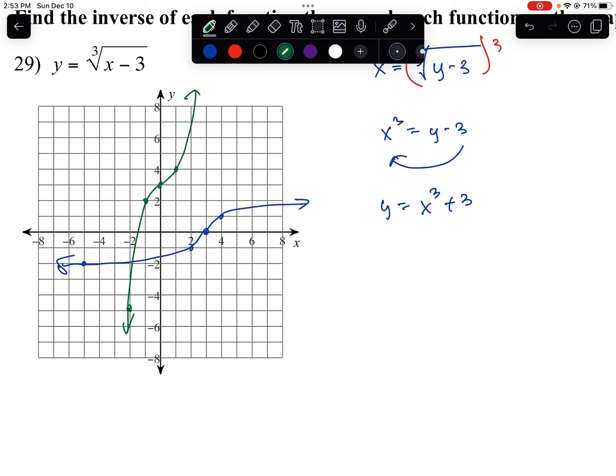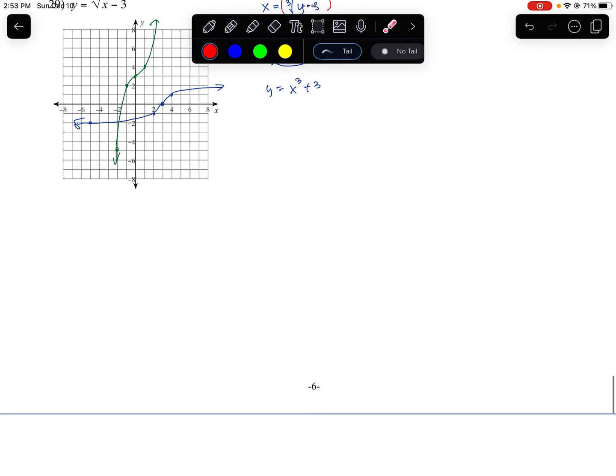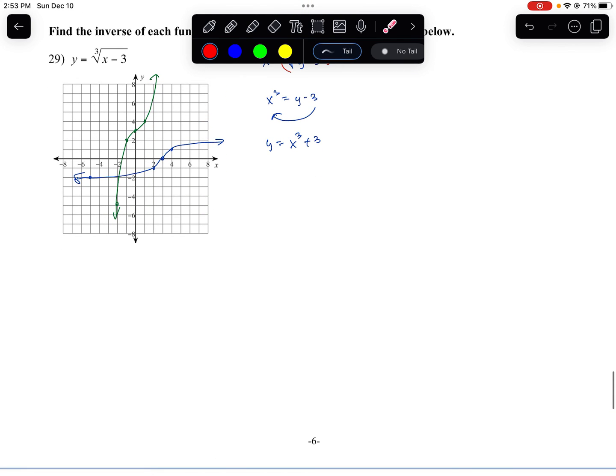Another way you could do this is, remember that inverse functions have coordinate points flipped. So this point right here, which is at -5, -2, if you flip those to be -2, -5, it will also have a point, as you can see here. This point is at 3, 0, and 0, 3 would be right here. So you see how each point is flipped. So if you need help that way, you can also do that. Okay, and that wraps up everything for this review.